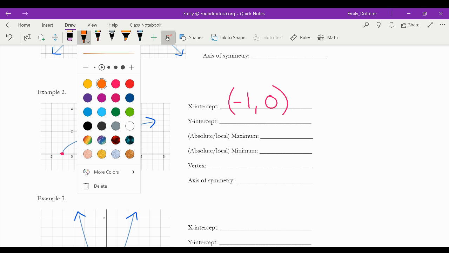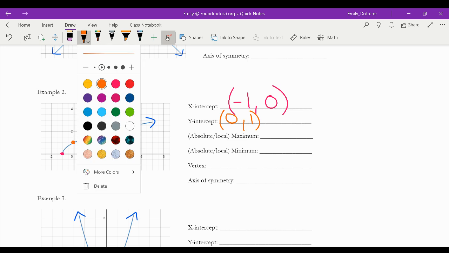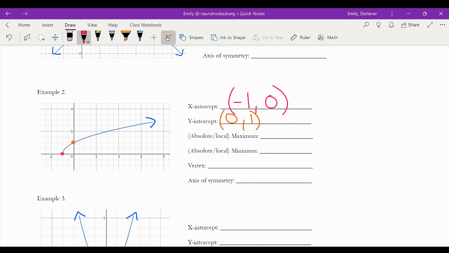The y-intercept is over here at 0, 1. It is important that when we write points that we always go in the order x, y, because the point 0, 1 is different from the point 1, 0. Those are in two different places.